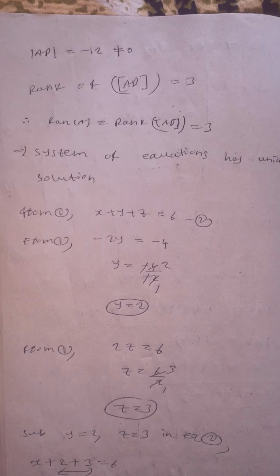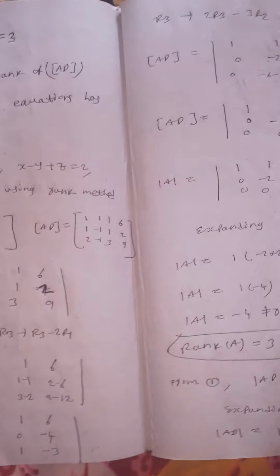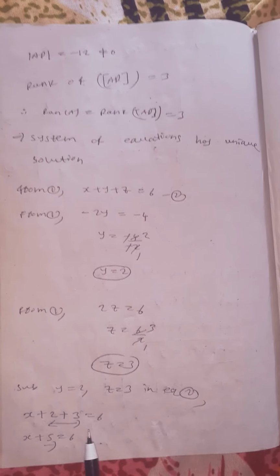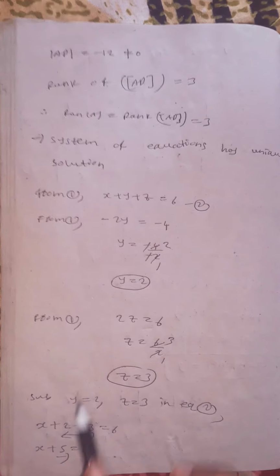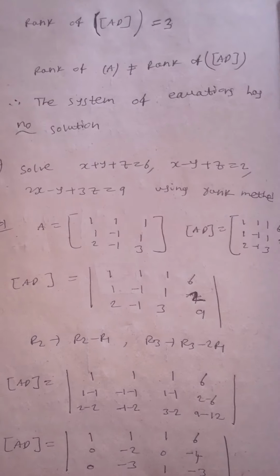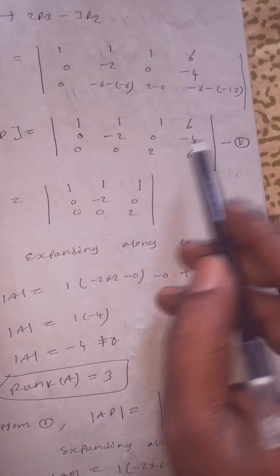The rank of A is equal to 3. So the rank of A we got 3 only. Why? Because here the rank of A we got 3, and the rank of AD also we got 3. Both are equal, so the system of equations has a unique solution. So from equation 1 we have x plus y plus z is equal to 6. From this condition I have written, children, x plus y plus z equal to 6.